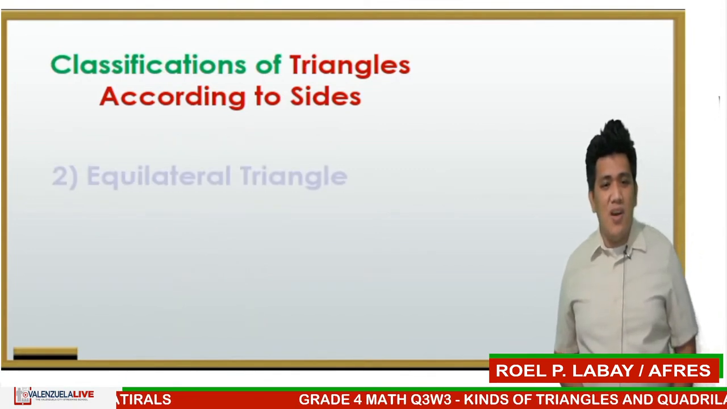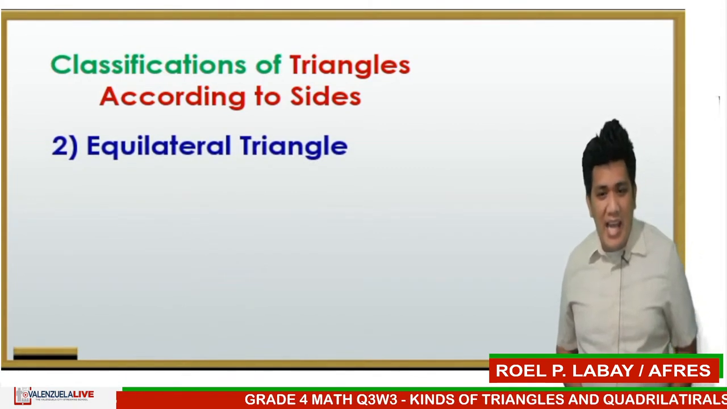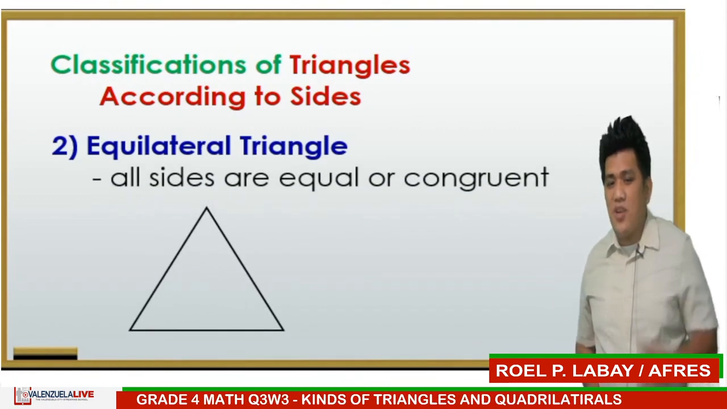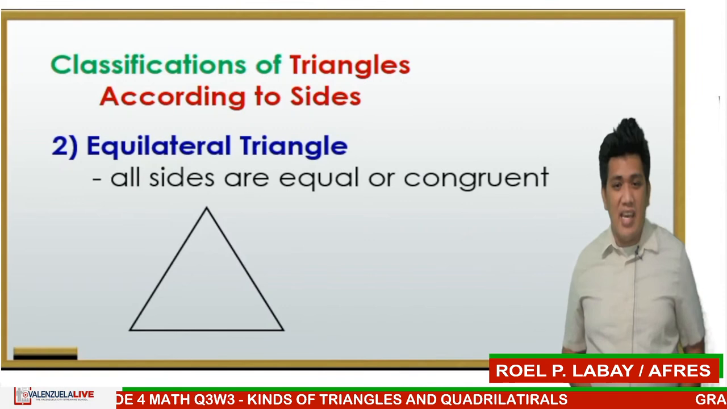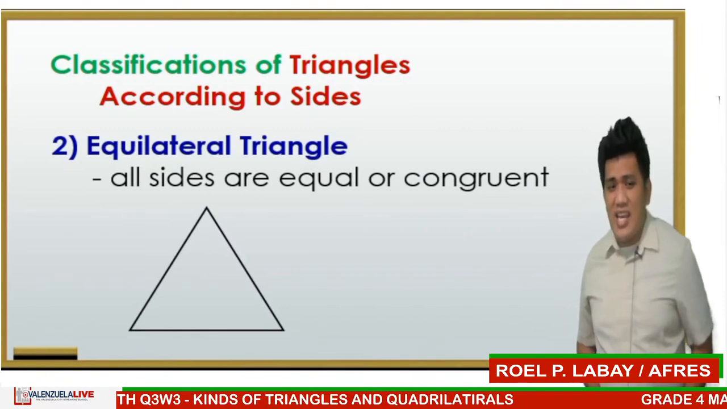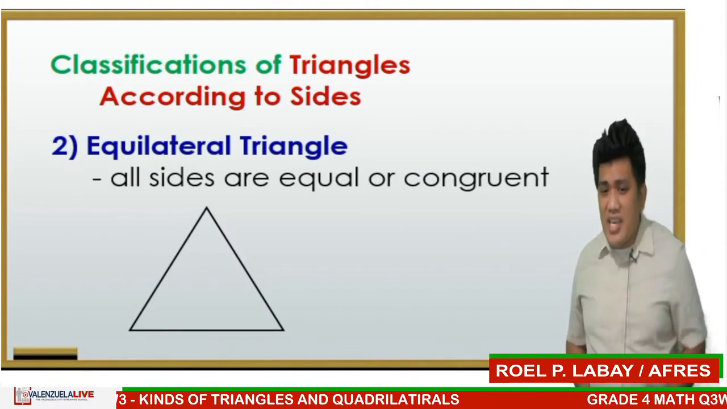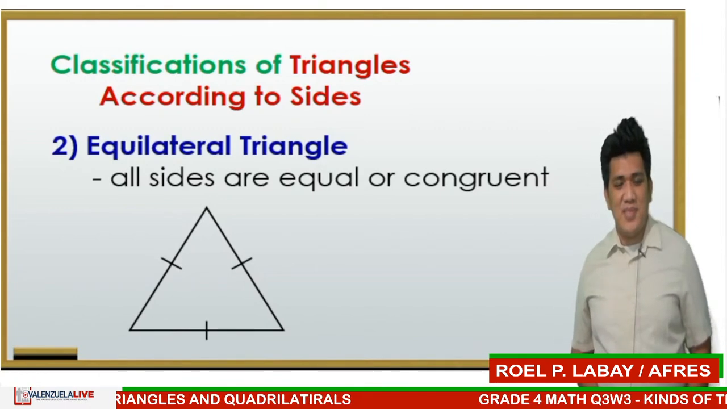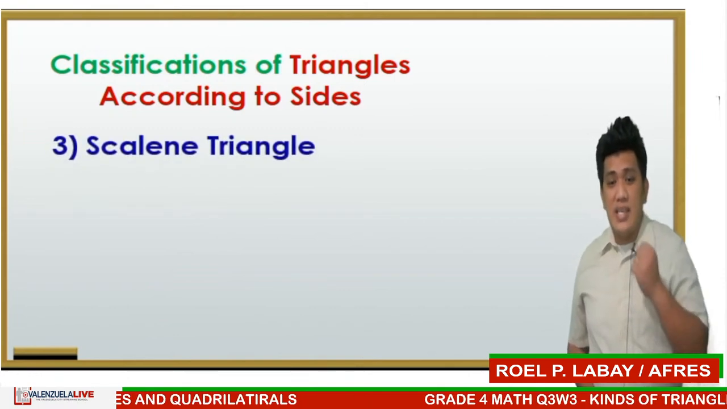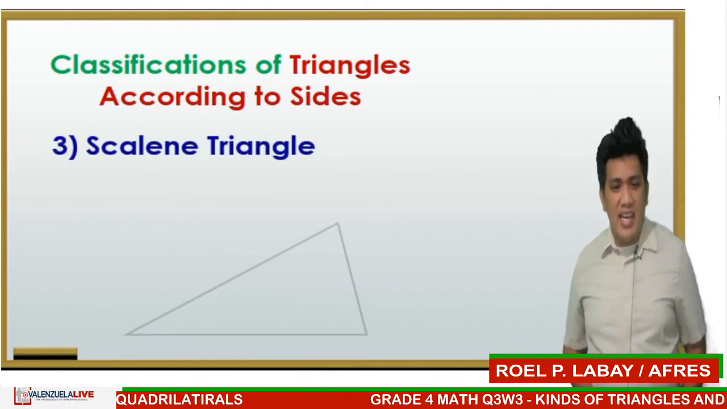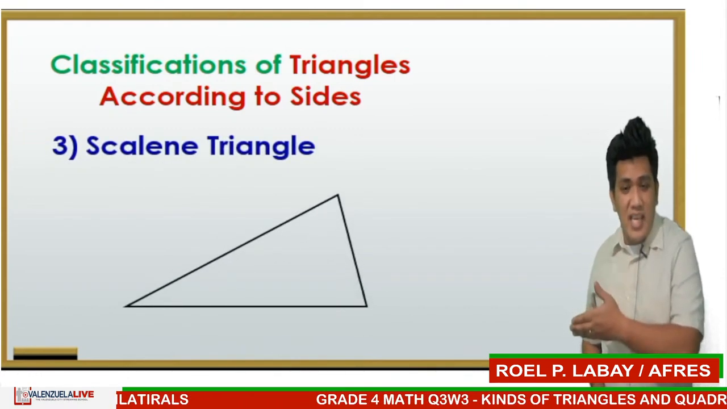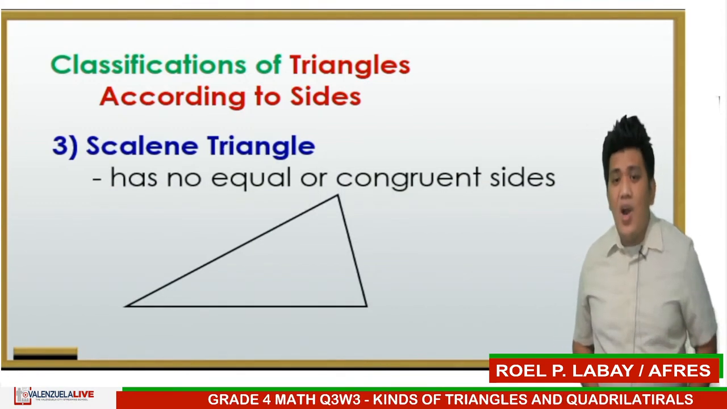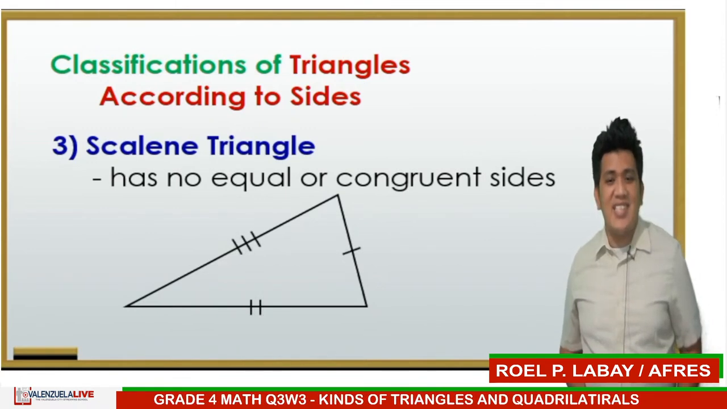The second one is the equilateral triangle. This is an example of an equilateral triangle because in an equilateral triangle, all sides are equal or congruent. And the last one is the scalene triangle. This is an example of scalene triangle because it has no equal or congruent sides.